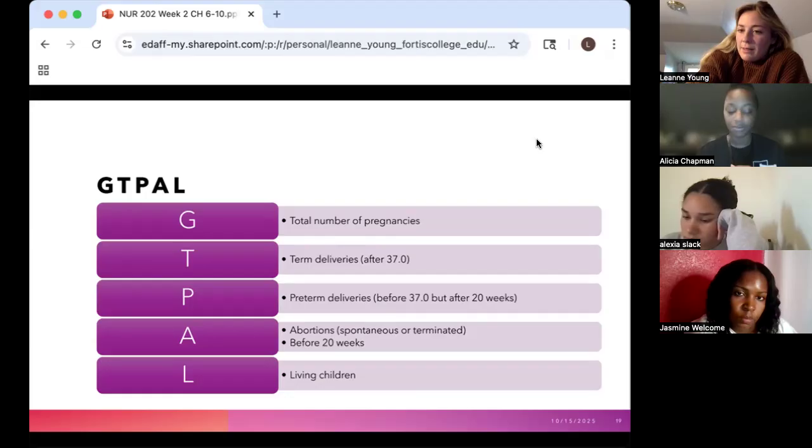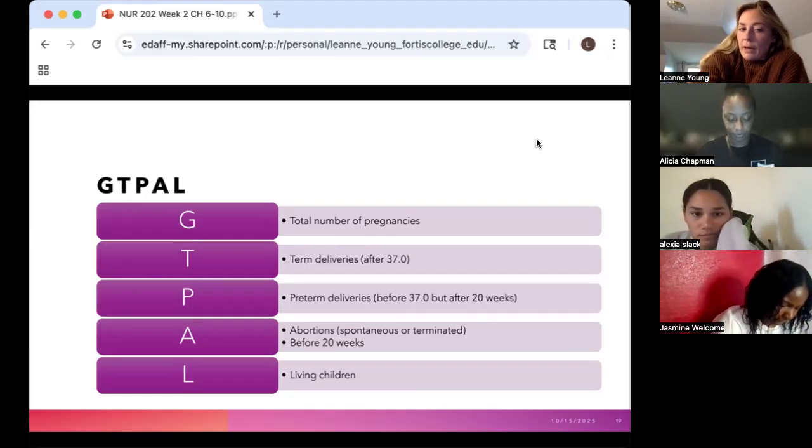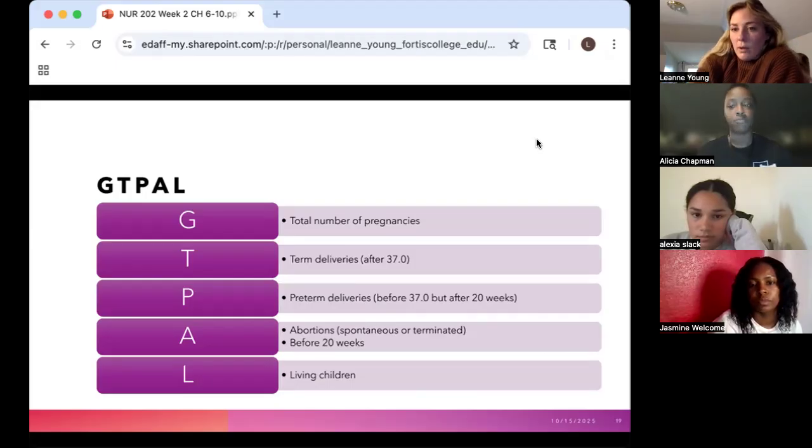So this one splits up your parity and your living children, because the P in GTPAL is counting preterm deliveries. It gets a little confusing when you look at both of these side by side. But if you're just doing G's and P's, it's usually considering your full-term deliveries or living children that a woman might have.